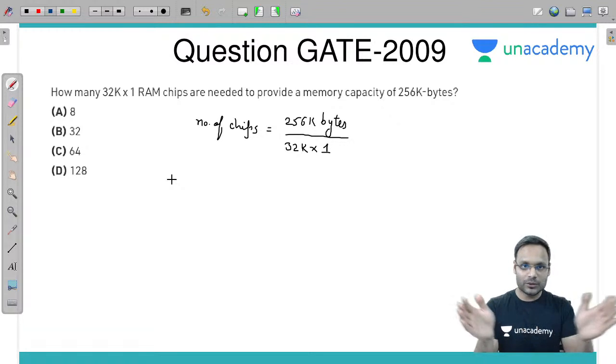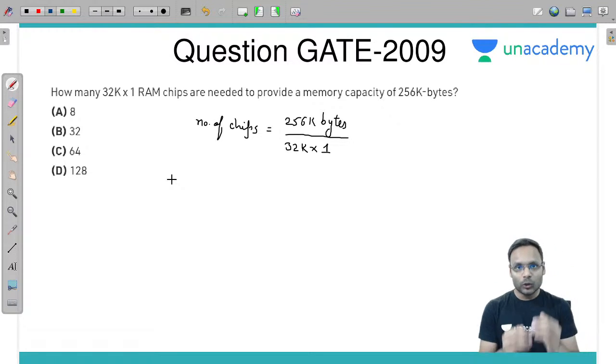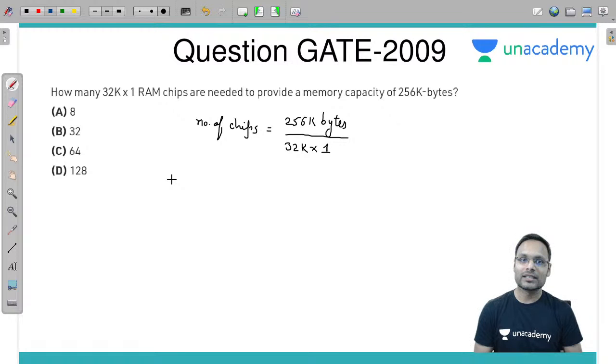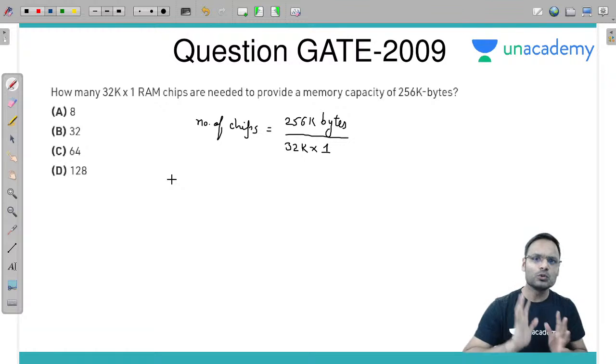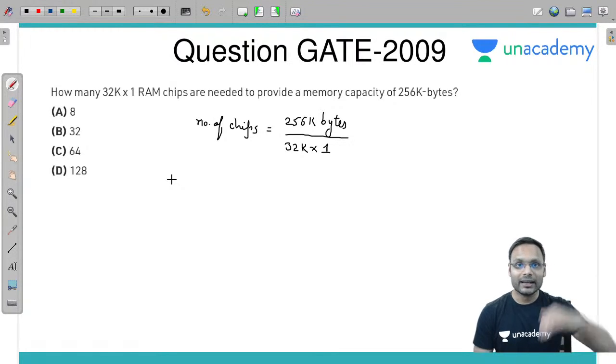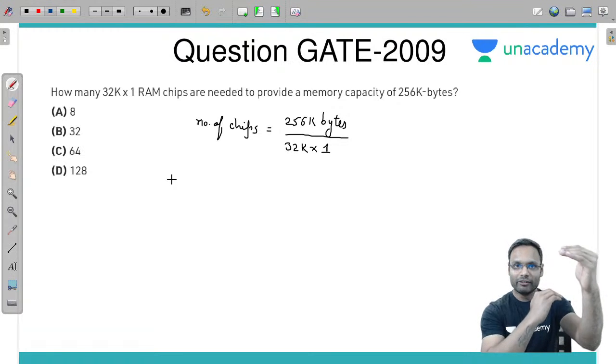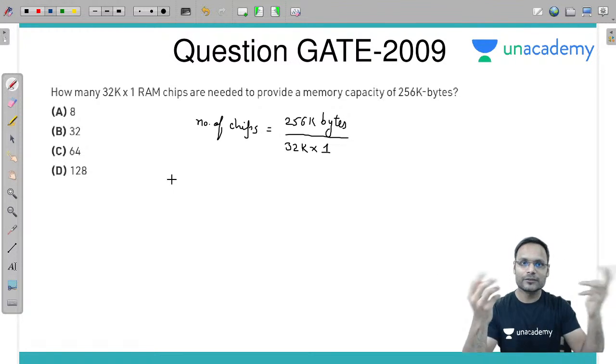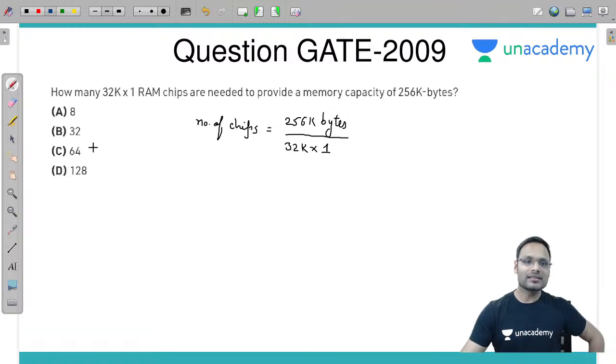How many chips will you put together to have 8 GB total capacity if you have chips of only 2 GB each? Type down your answer in the comment box. How many chips? 4 chips? Fine. How did you get it? 8 GB total capacity divided by one chip's capacity. Answer is 4.